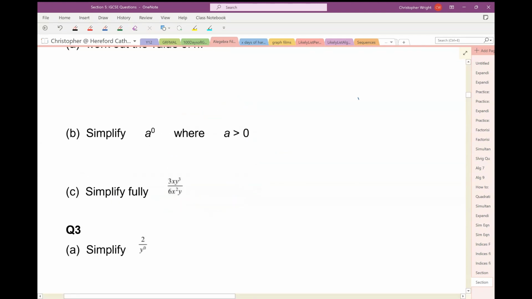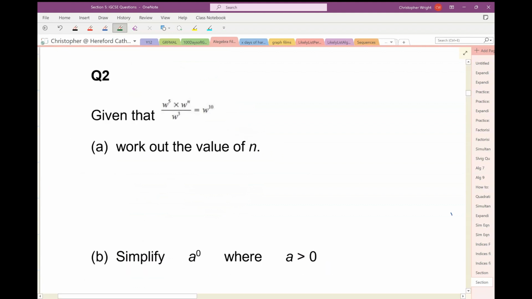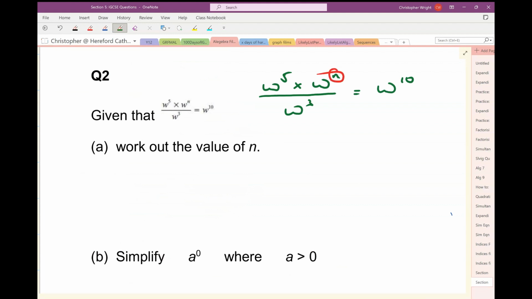Question 2. Right, now quite often you get equations that look like this one. I've got w to the power of 5 times w to the power of n divided by w cubed. And I know that gives me w to the 10, and I'm being asked to find the value of n. Right, two ways of thinking about this. Lots of people like to get rid of that w cubed on the bottom there, so they like to multiply both sides by w cubed. That gives me w to the 5 times w to the n equals, and on the right-hand side, I'm going to have w to the 10 multiplied by w cubed, w to the power of 13.